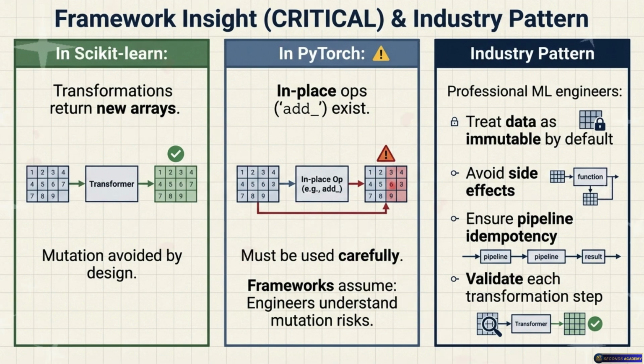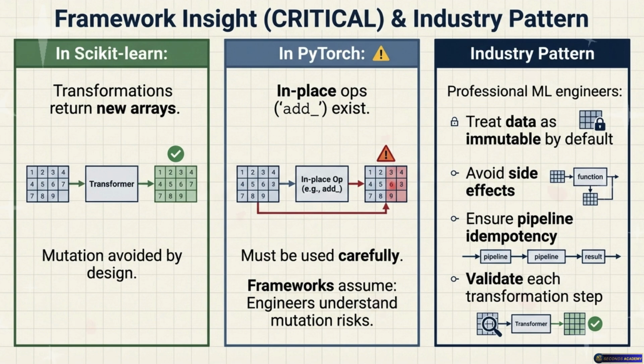That's safe. But what about PyTorch? Because PyTorch is built for deep learning, right? Tensors and neural nets. Right. And when you are training a massive neural network with billions of parameters, memory efficiency is critical. So PyTorch explicitly offers in-place operations to save memory. How do you spot them? They are usually denoted by an underscore, like add underscore with parentheses.